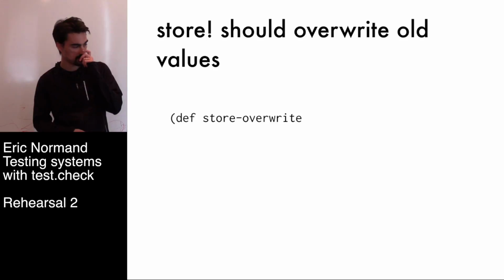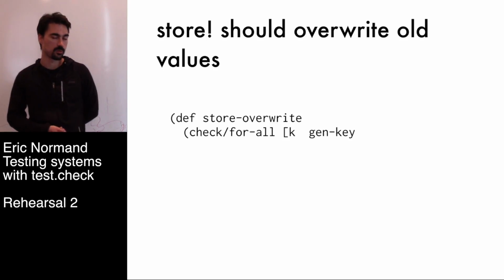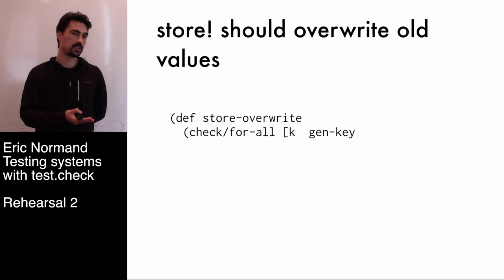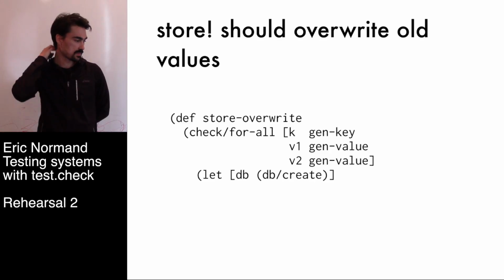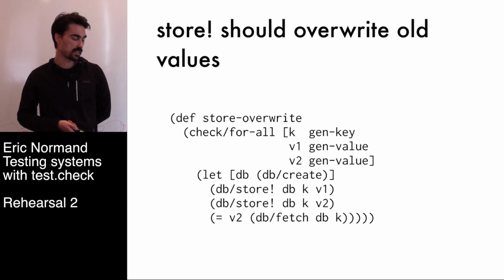Okay, let's look at this second property. So store overwrite. If we store a second thing, we expect to see the second value. So we're going to generate a key and two values, and then in the test we're creating the database, storing once, storing twice, and then checking that we're getting the second value out.